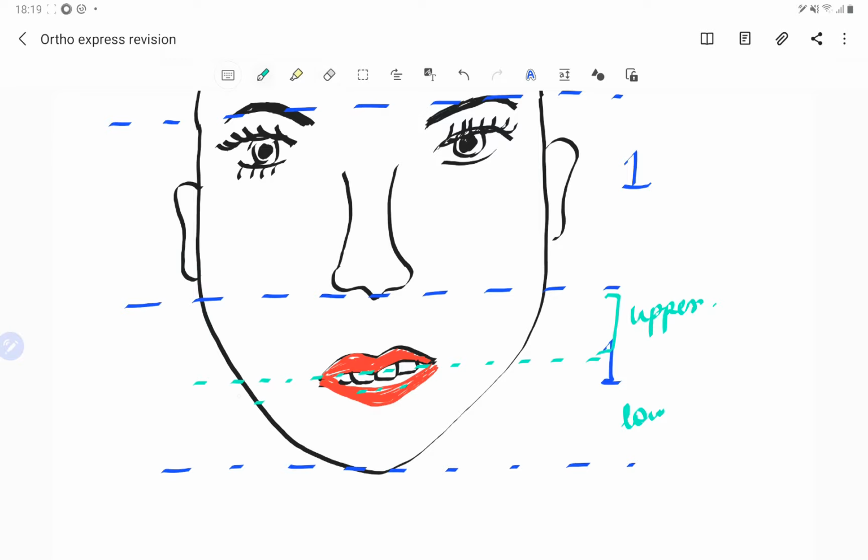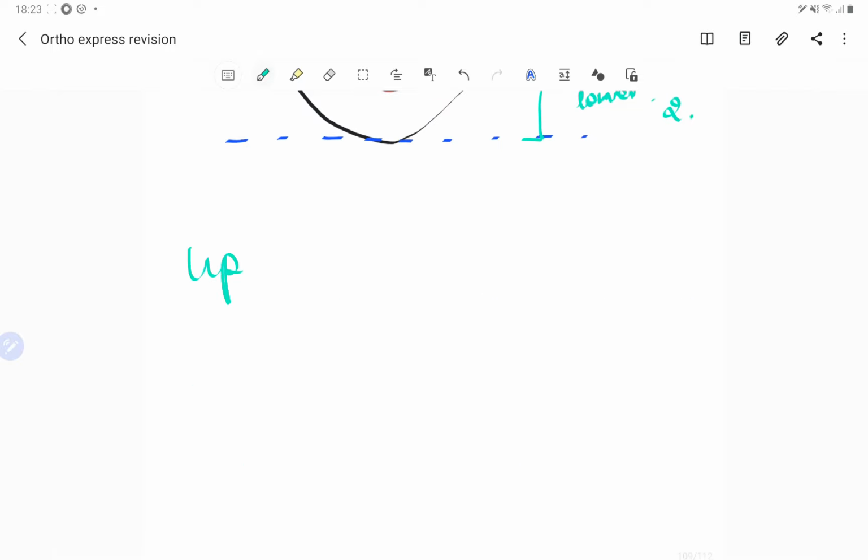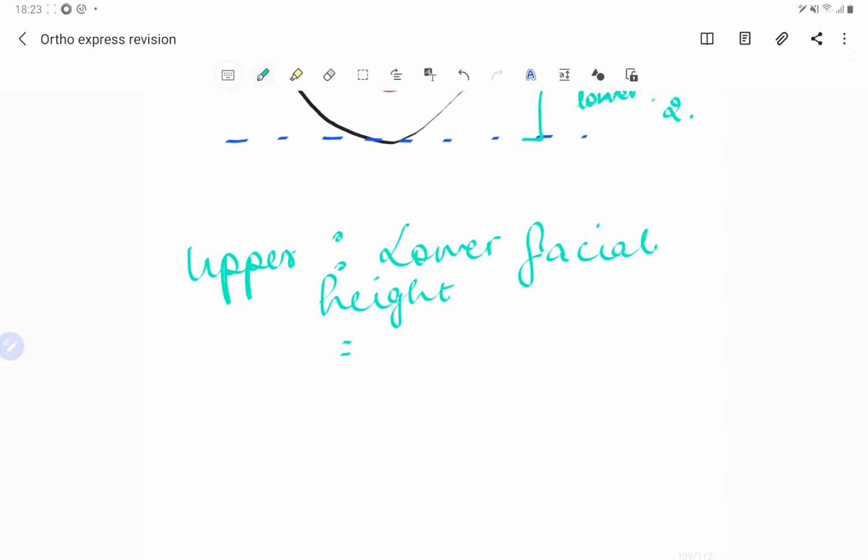If you have a look at the lower facial height, this is the lower facial height. So it is larger than the upper facial height. So the ratio between the upper and the lower facial height is 1:2. That means the lower facial height is double the upper facial height. So guys, upper to lower facial height is 1:2. It's not 1:1, it's 1:2.